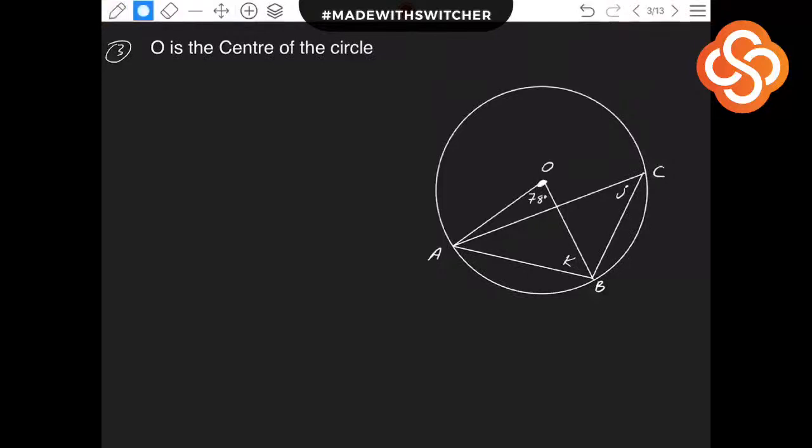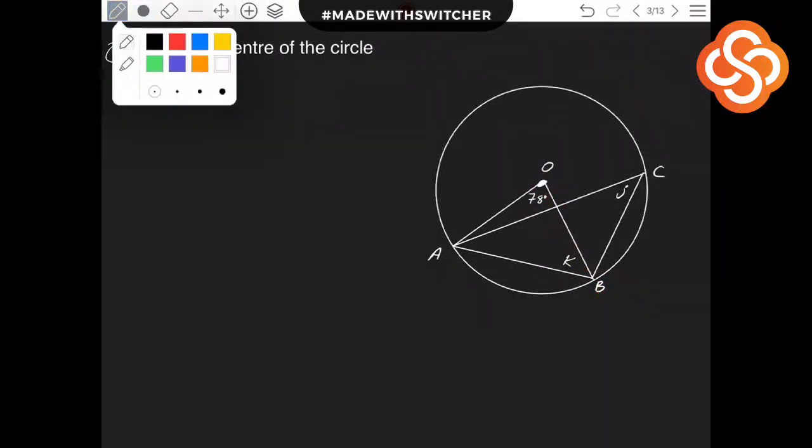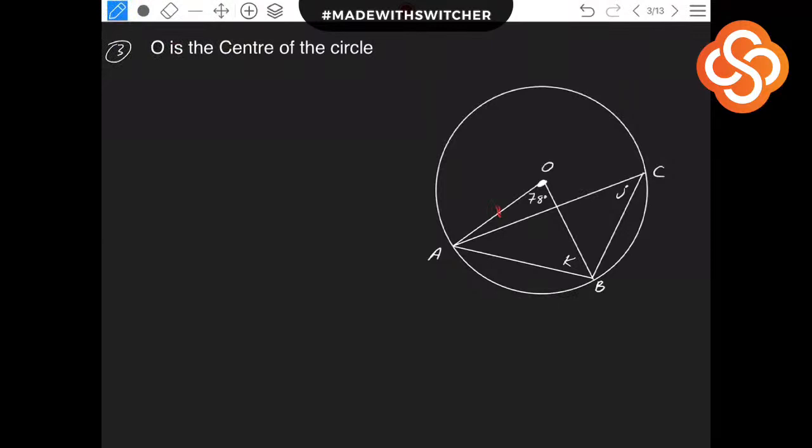Here you'd agree with me that OA is the radius of the circle, and OB is also a radius of the circle. So they are equal, so this is equal to that. Because they are equal, triangle OAB is an isosceles triangle, so this angle has to be equal to that angle there, meaning that this is going to be K.